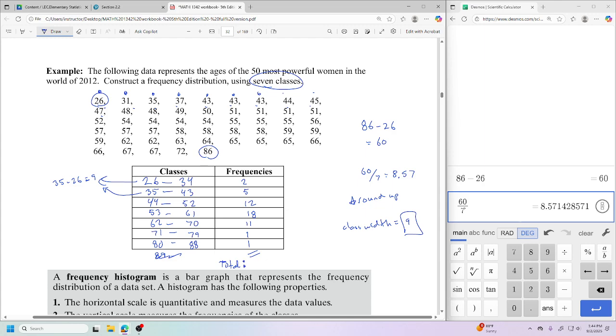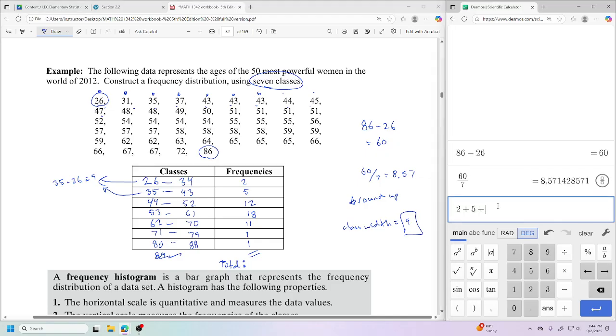See how it says there's 50 here? When I add all these up, do I get a 50? I'm just verifying here. You don't have to do this. Yep, there we go. So 50. Check mark. We did it right. So that's good.